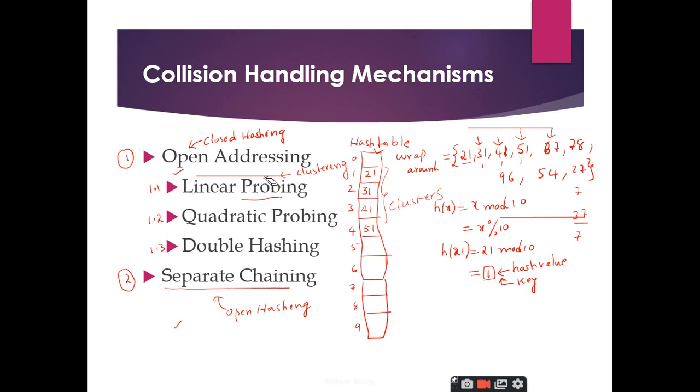To avoid this clustering, the authors introduced one more collision handling mechanism, which is quadratic probing. According to quadratic probing, you probe for the next location in a quadratic fashion, that is, in a square method. We make use of the i square methodology, where i is the collision number. So let us check this quadratic probing.